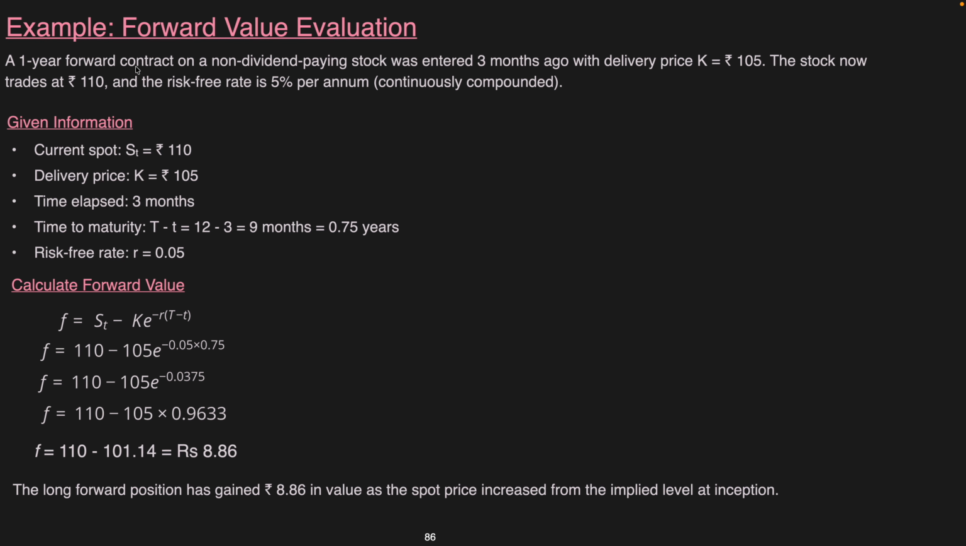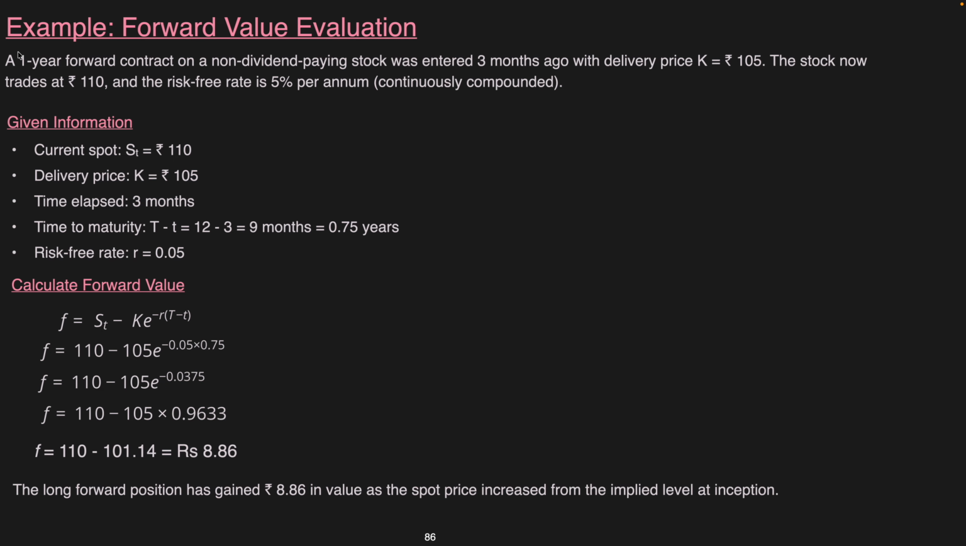Let's take an example for forward value evaluation. There is a 1 year forward contract on a non-dividend paying stock. It was entered 3 months ago, with delivery price equal to 105. That is, K is equal to 105.